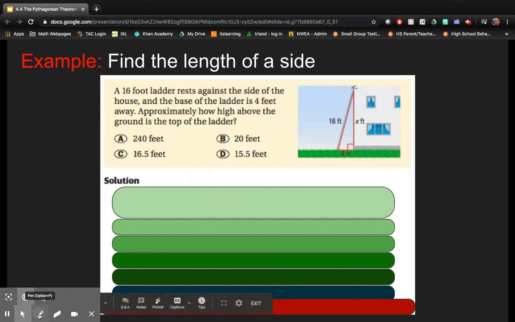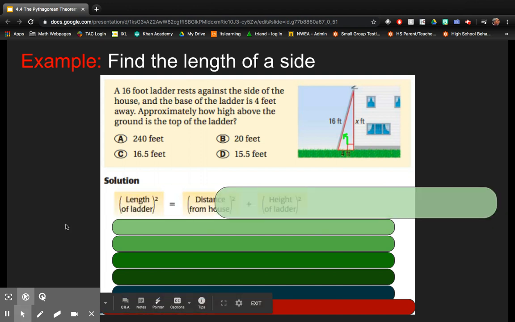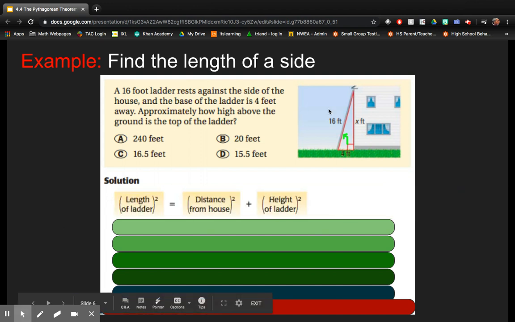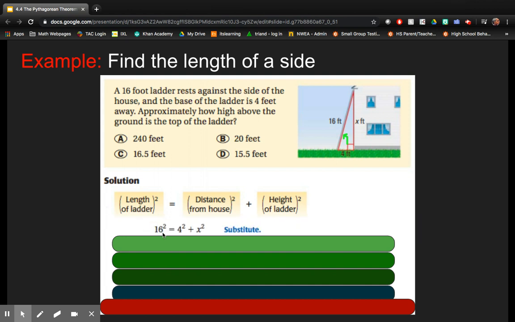Remember, the first thing you're going to do is determine which side is the hypotenuse, which in this case is the 16. Okay, so that tells us that the 16, which is the length of the ladder, is going to equal the distance from the house squared plus the height of the ladder squared. That's your C squared equals A squared plus B squared. Next, let's plug in what we know. The length of the ladder is 16, the distance from the house is 4, and the height of the ladder is x from the diagram.